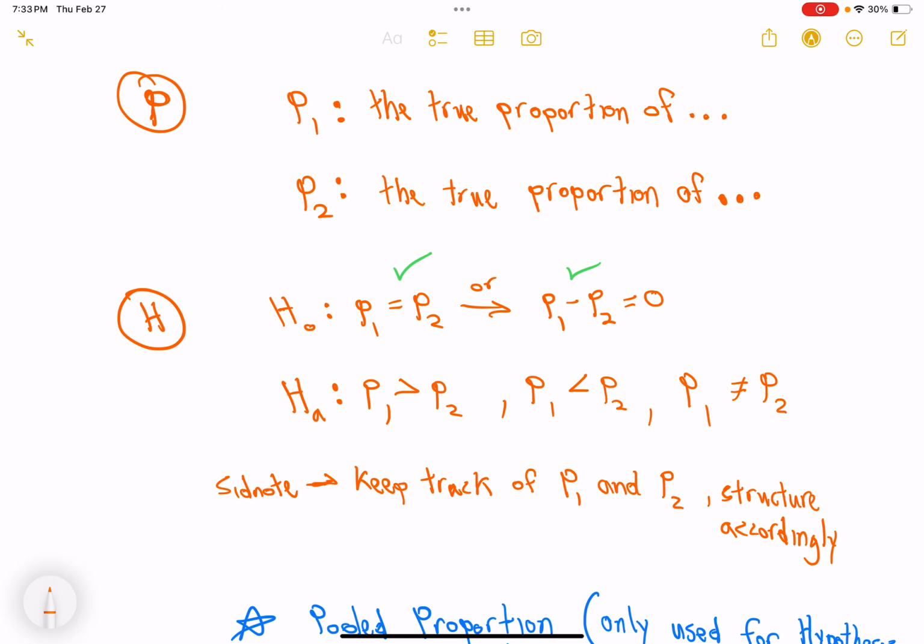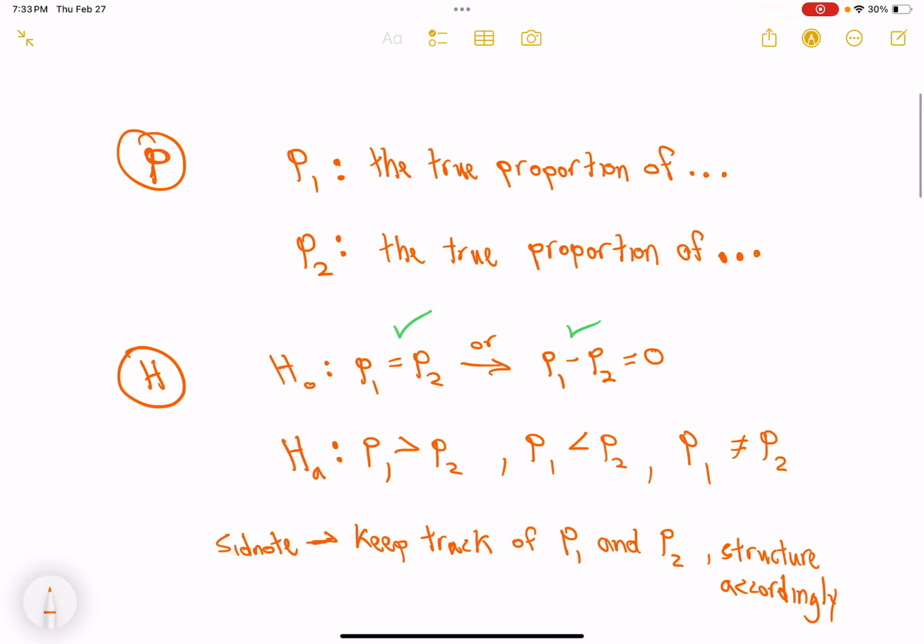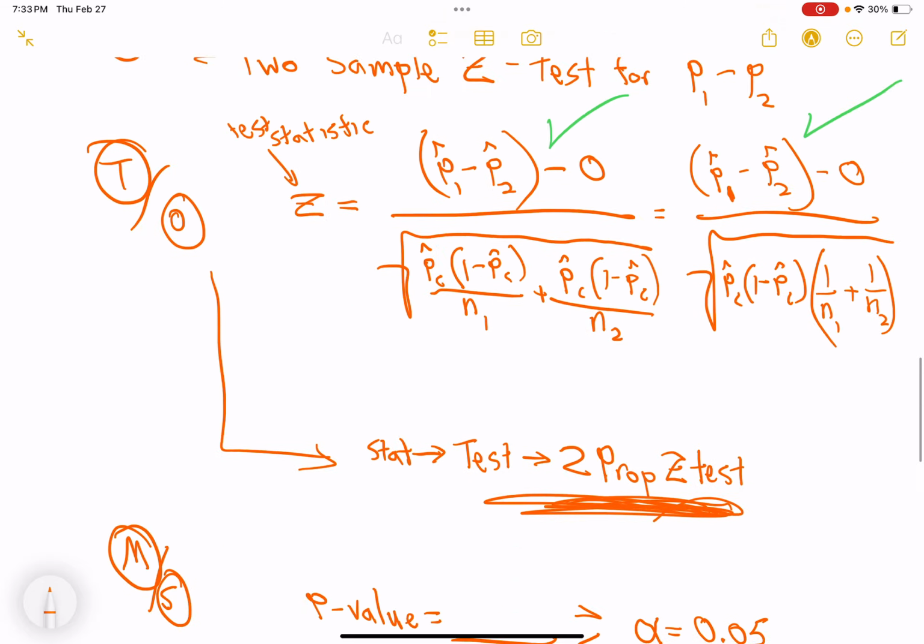We then went through and did our hypotheses, which are the same as they were last unit, except now it's involving P1 and P2 instead of just one proportion. And then, of course, we finished in reverse order with our 2 proportions of, remember, it's the true proportion of blank and the true proportion of blank. These will be our 2 parameters that we mess with.